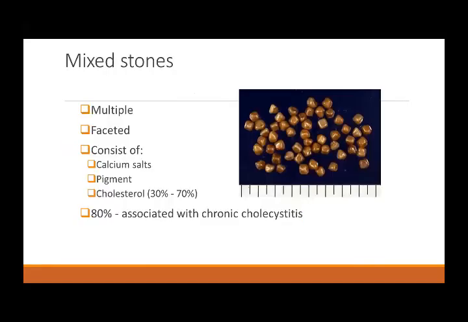Some are mixed stones. Mixed stones can be multiple. They can contain cholesterol, calcium, and pigments. 80% of the stones in chronic cholecystitis are mixed type stones. They contain calcium, pigments, and cholesterol, these three things. So there are multiple stones.